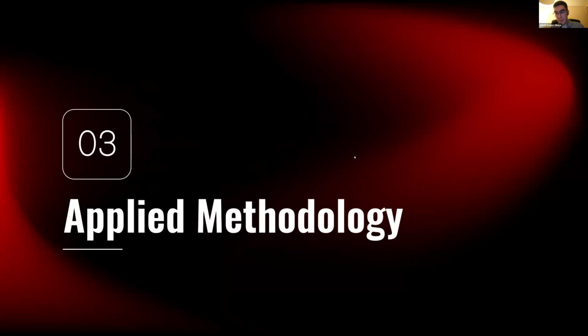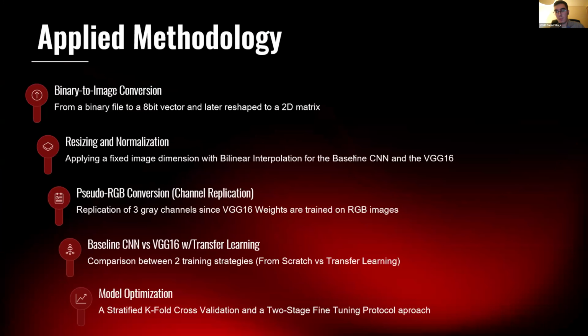And this brings us to section 3. The methodology applied in this work consists of a pipeline that follows 5 core steps. We start with binary to image conversion, shaping the 8-bit vectors into 2D matrices. Next is resizing normalization to get a standard dimension using bilinear interpolation.